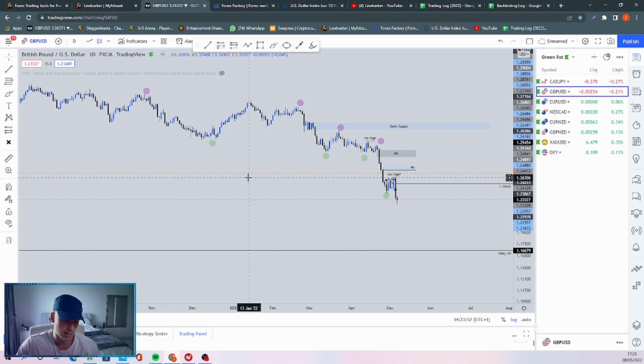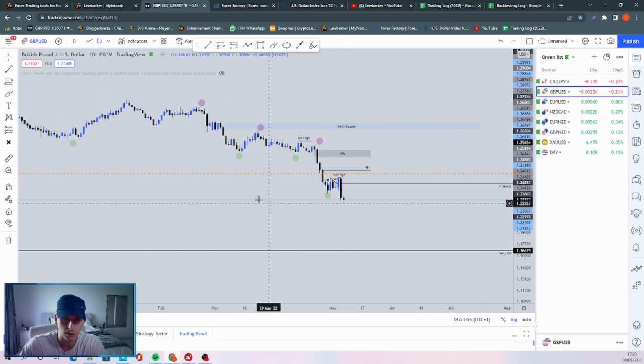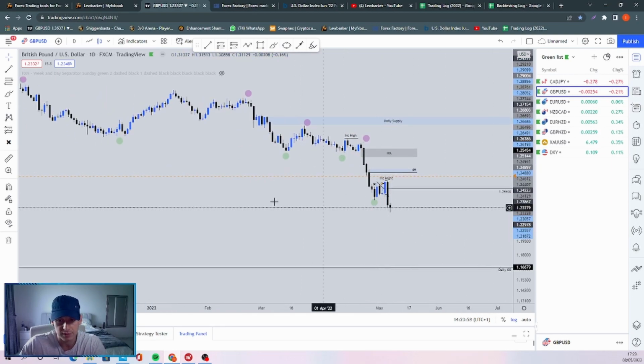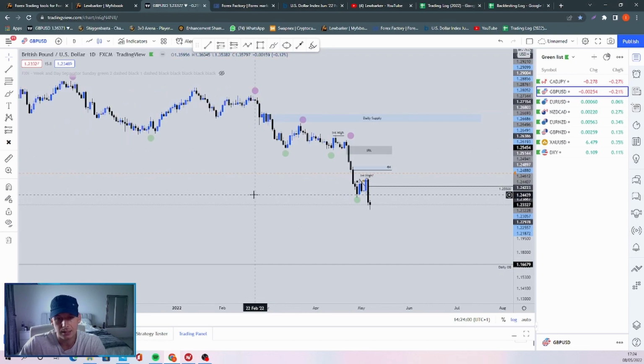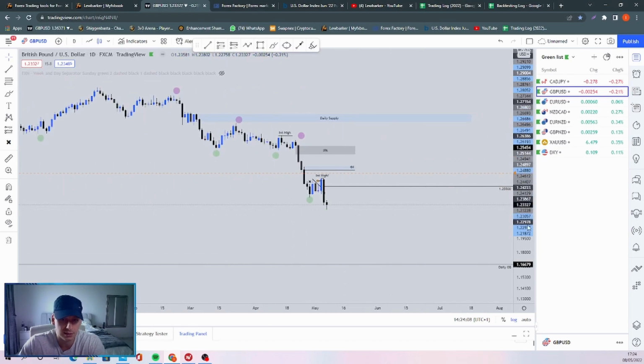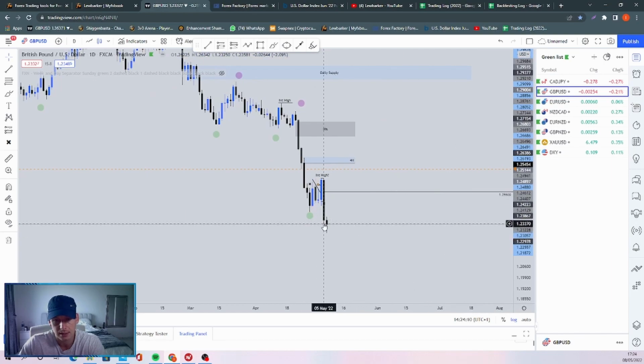Obviously, with the GBP news last week as well, we did see a bit of a tank there. Ideally, I would like to see this pull up into this daily supply. I would like to start seeing some buys now on this. However, it doesn't look like we're seeing that. We saw a big engulfing on the daily and we closed bearish again.